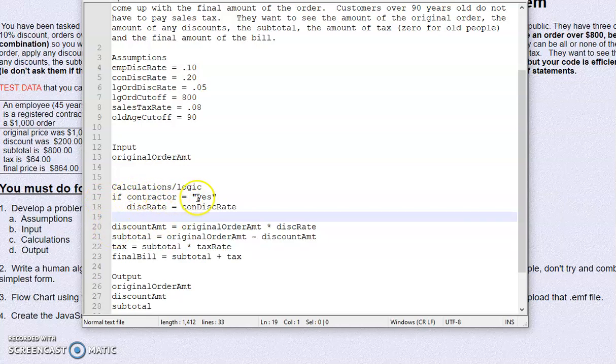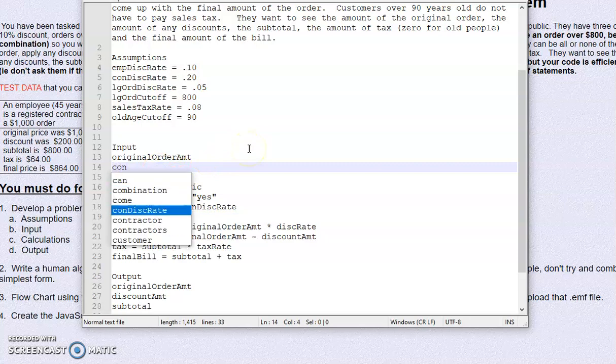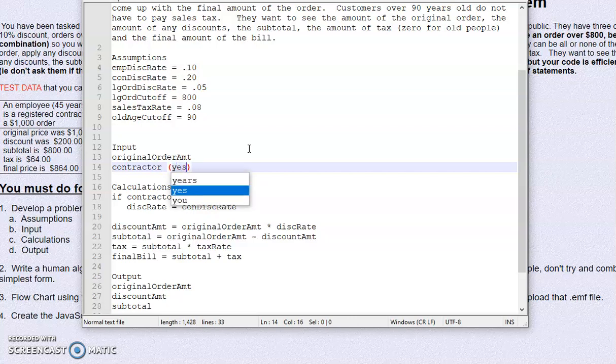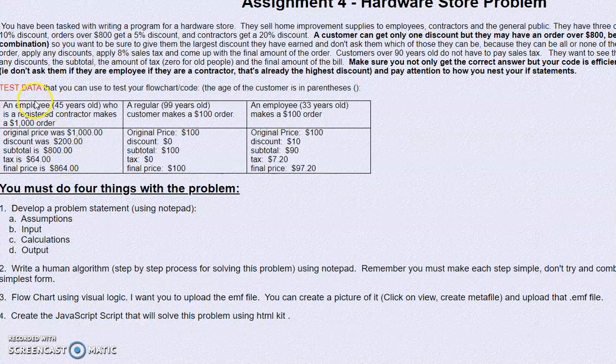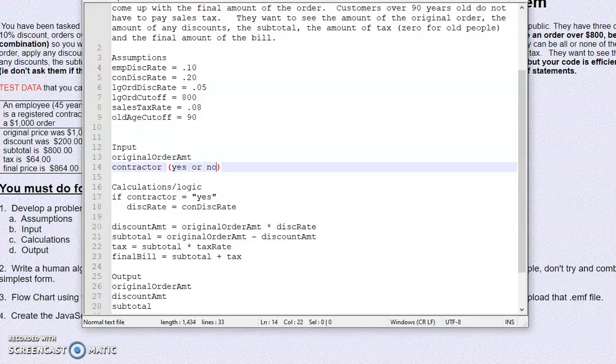What about this contractor equals yes? I have to ask a person if they're a contractor. So I'm going to come up here. That's got to be input, and it'll be contractor. And then what I'm looking for them to answer is either yes or no. I can't ask them what type they are, contractor, employee, or general, because who knows what the heck general is. And besides that, an employee can be a contractor. So you can't ask them, are you this or that, when they can be both. That just confuses them because they say, I don't know the answer.